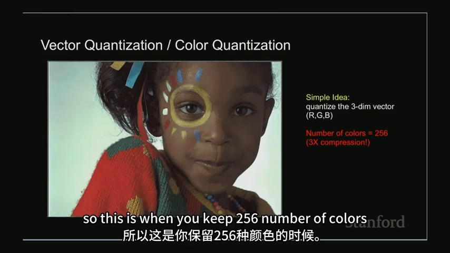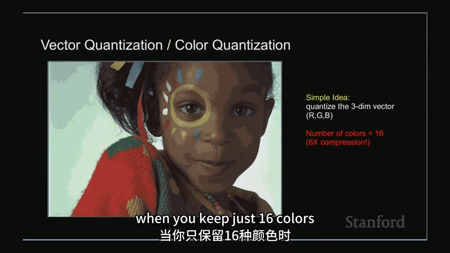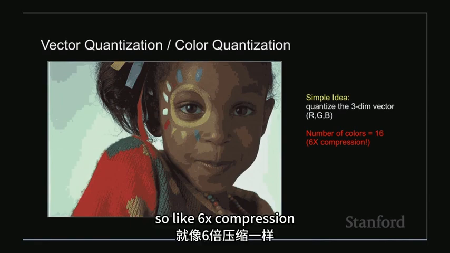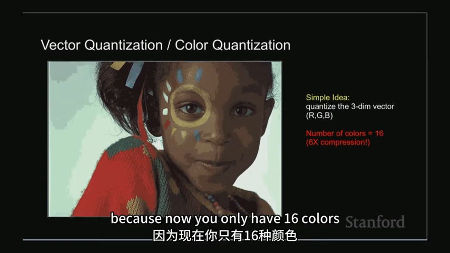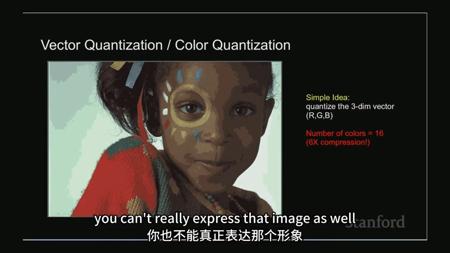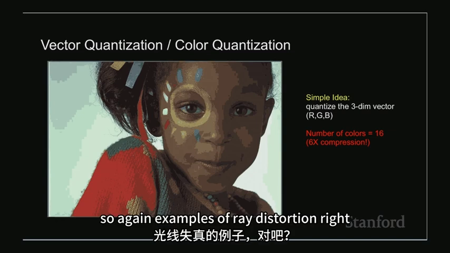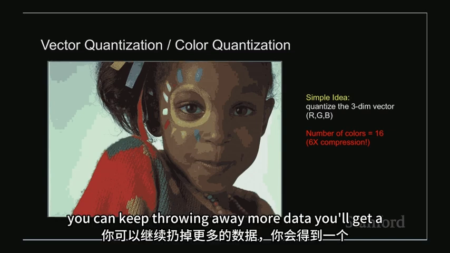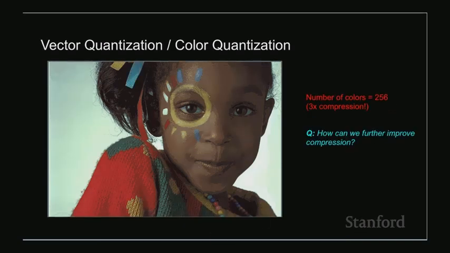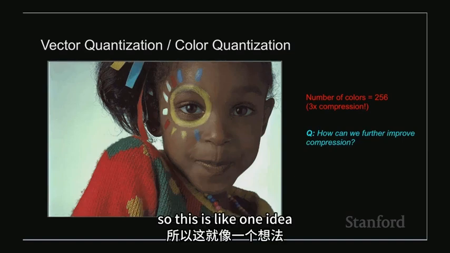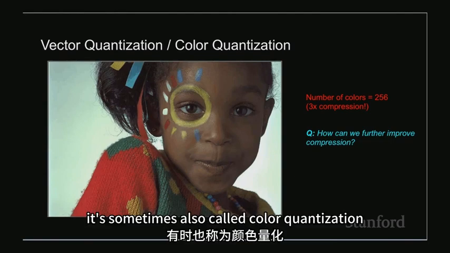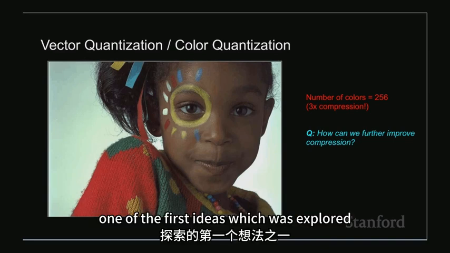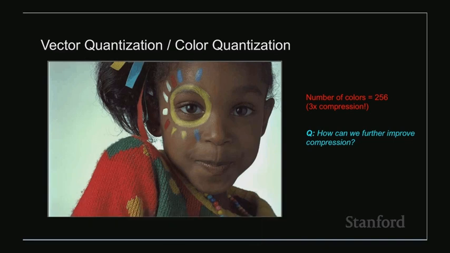So you can keep reducing it. This is when you keep 256 colors. This is how the image looks when you keep just 16 colors. So like 6x compression. At this point, you start seeing some artifacts, right? It's actually quite obvious, because now you only have 16 colors, you can't really express that image as well. So again, examples of rate distortion, right? You can keep throwing away more data, you'll get lesser quality. Okay, so this is one idea, and we just did vector quantization on the color channels. It's sometimes also called color quantization. It was one of the first ideas which was explored in this field.